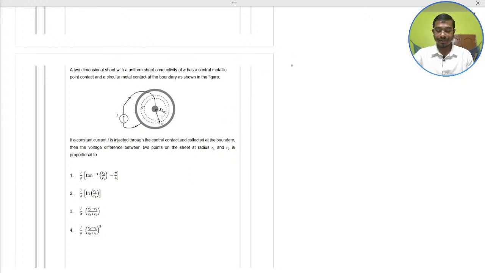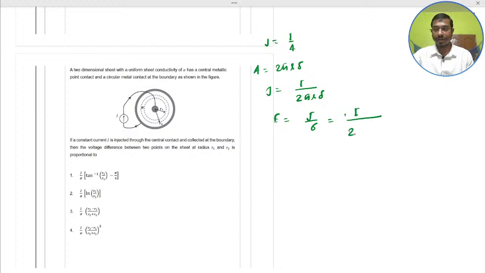So here J, the current density, is I by A, and the A here is 2 pi R delta for the cylindrical surface. So J would be I by 2 pi R delta. So E, the electric field, is J by sigma. Put this value: E equals I by 2 pi R delta sigma.